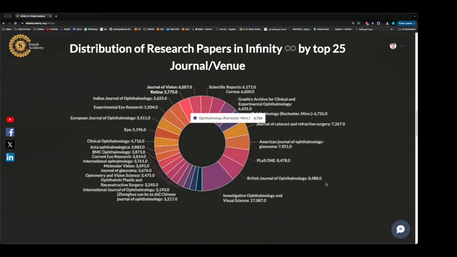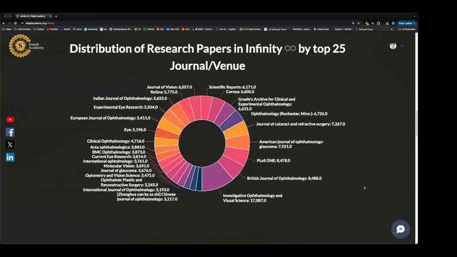Okay. So these are the journals. These are not all the journals. This is just 25 of them, right? So the top 25. Starting from here, you have the most, which is 17,000. And this is in all ophthalmology. So it could overlap with some other journals, but overall, it's all ophthalmology.